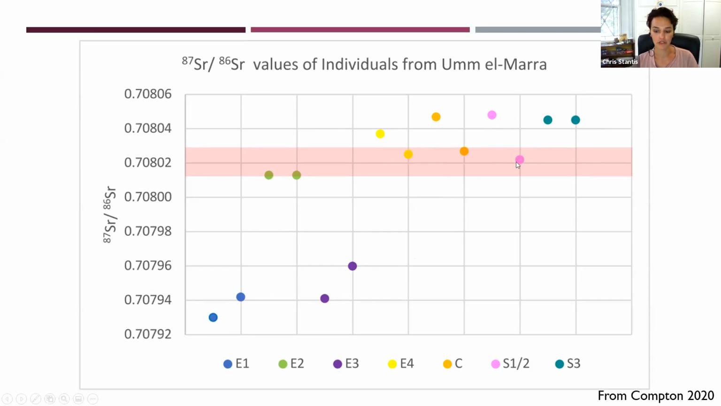The cattle and the sheep show values equilibrated to the very local el-Marra values. And 4 animals display values a little higher than el-Marra, shown here, with all similar values, suggesting they may have been pastured in the same place.